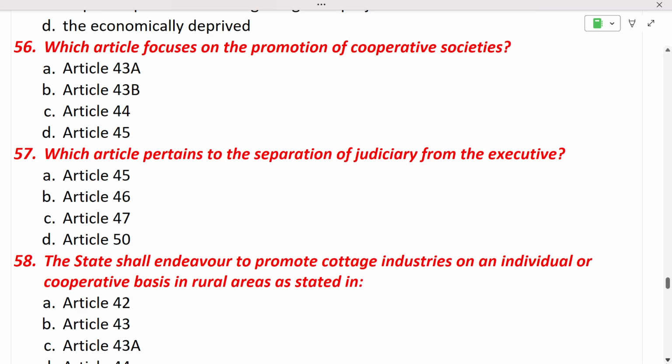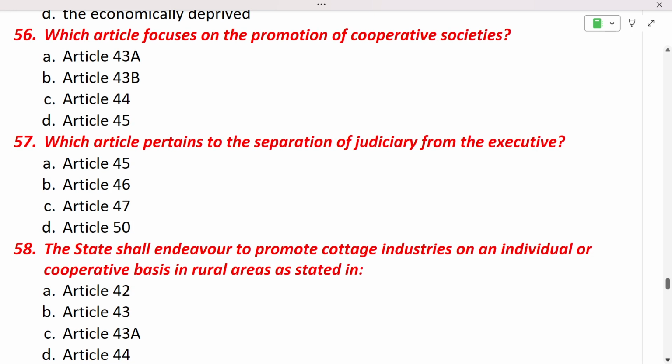Question number 56. Which article focuses on the promotion of cooperative societies? Option A, Article 43A. Option B, Article 43B. Option C, Article 44. Option D, Article 45. So the answer is B.